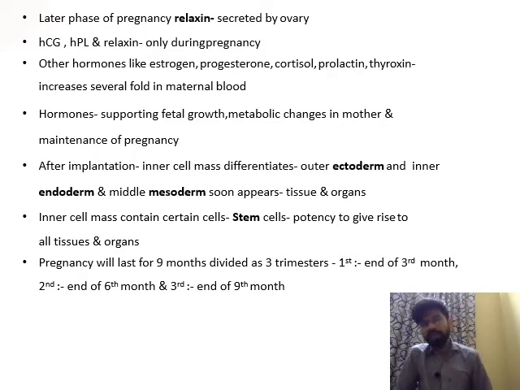Now, what are the various hormones released during the pregnancy period, and what are their functions? The ovary releases a hormone known as relaxin during pregnancy, and some other hormones are also released during pregnancy: hCG, hPL, and relaxin. Other hormones like estrogen, progesterone, cortisol, prolactin, and thyroxine are also released.